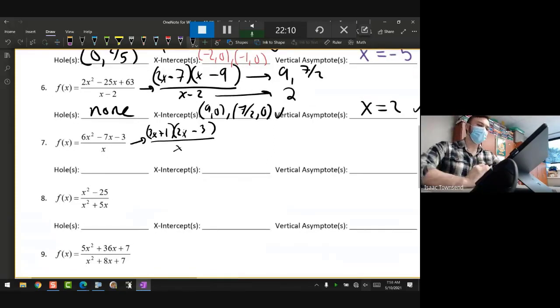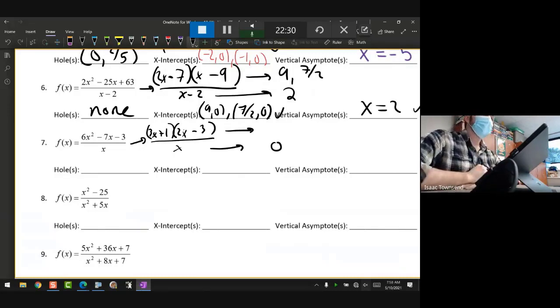Okay, looks like the numerator factors as (3x + 1)(2x - 3). So again, you don't have to be able to factor quickly, but you have to be able to factor. If that's still a weakness of yours, it's going to hurt a little bit more this unit. You need to get in some extra practice.